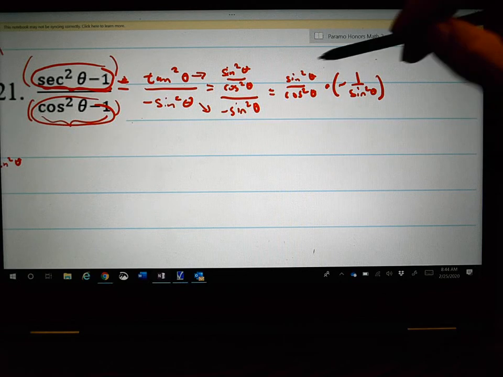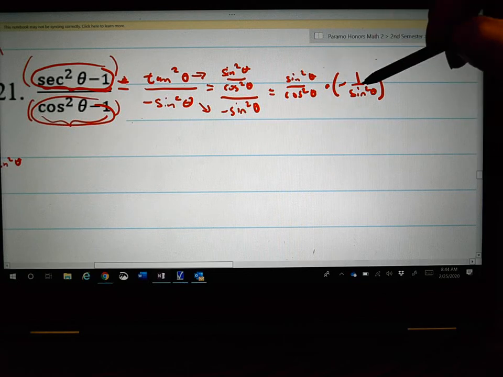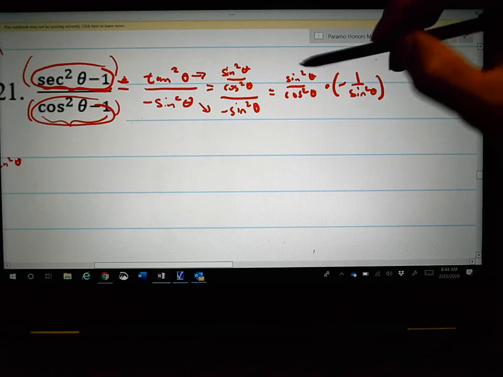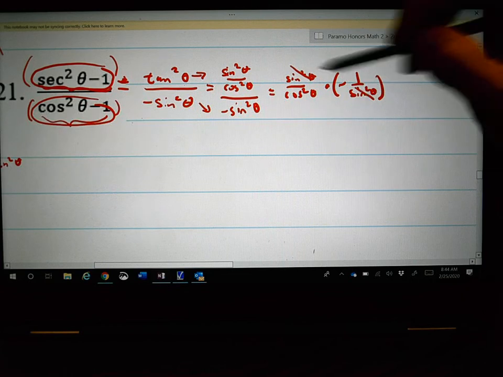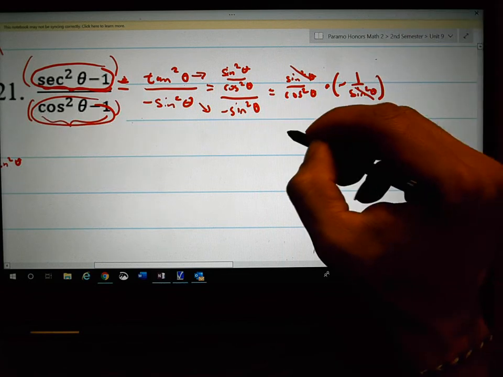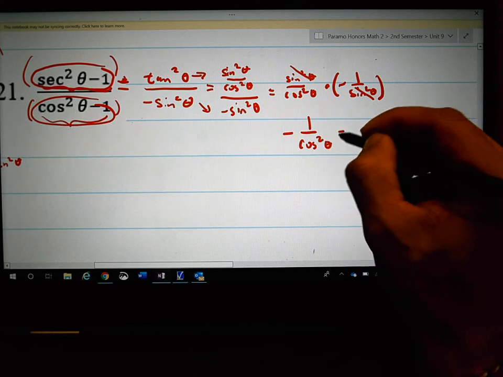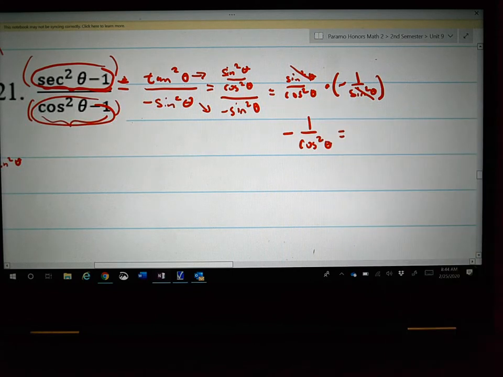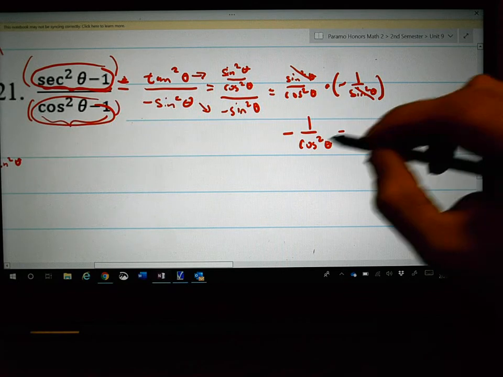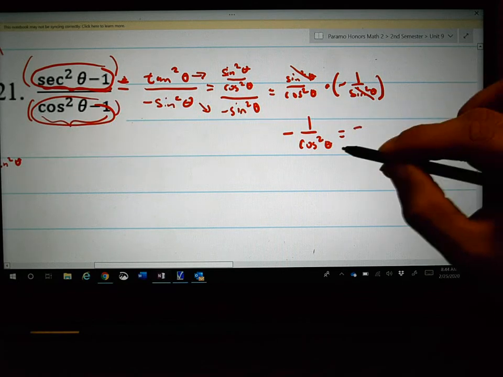Does sine squared of theta divided by sine squared of theta go in evenly? Goes in one time. So what do we have? We have negative 1 over cosine squared of theta. Never leave your answer in the denominator, right? We talked about never leaving a trig function in the denominator. Move it up. What is this the same thing as?